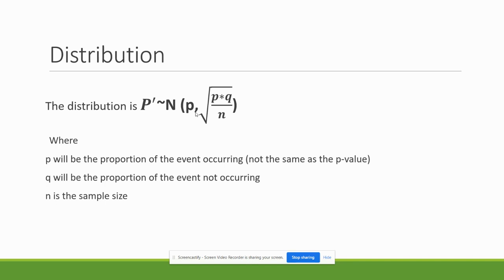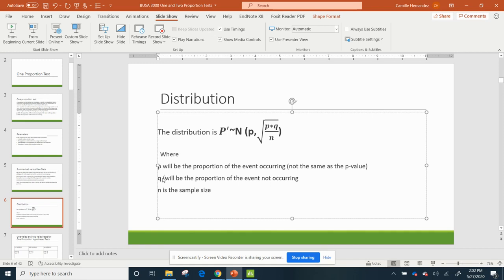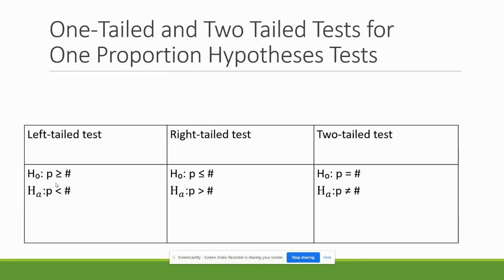So how do we do that? I'm going to show you right fast. Q is 1 minus P. So if my proportion was 35% in my last one, my Q is going to be 65%, because if I convert 35 to 0.35 and do 1 minus 0.35, it equals 0.65. And n is my sample size. We're only going to do these for the 1 proportion test.